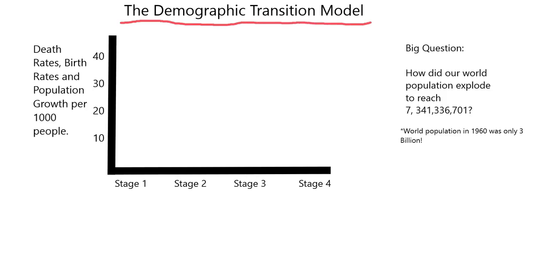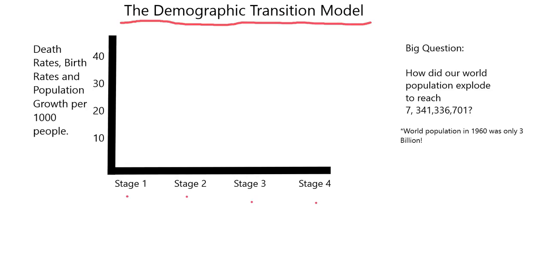And in this model, we're going to take you stage by stage through stages 1, 2, 3, and 4 to give you an understanding of how countries throughout history have developed. And we're talking about population development. We're not talking about economic development here.